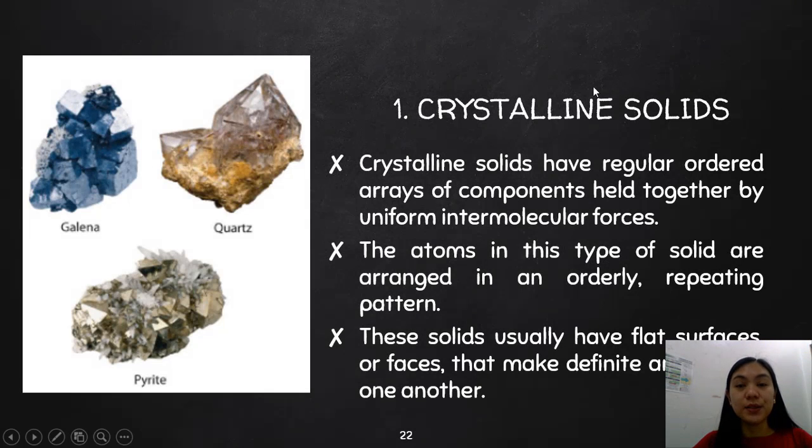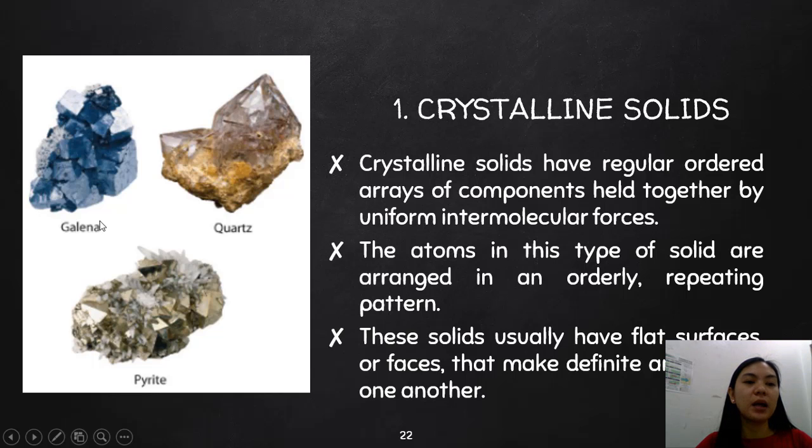When we say crystalline solids, these are solids having regular, ordered arrays of components held together by uniform intermolecular forces. The atoms in this type of solid are arranged in an orderly repeating pattern. These solids usually have flat surfaces or faces that make definite angles with one another. So as you can see, you have here examples of crystalline solids.